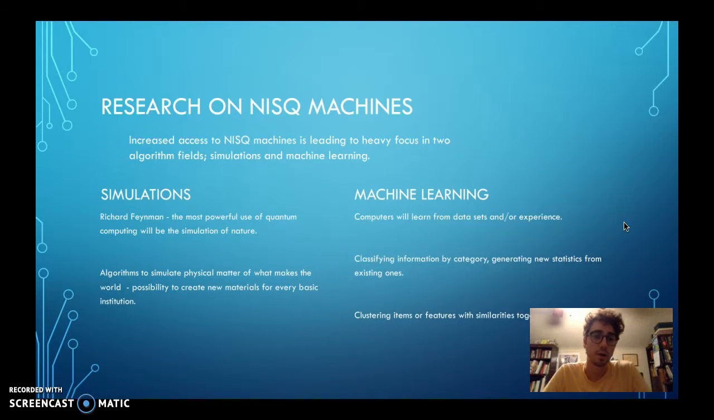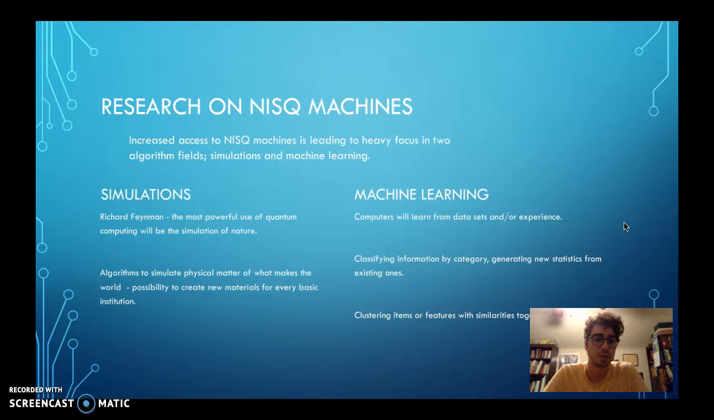Recently, there has been an increase in NISQ machine use and access worldwide. So this, of course, means that there has been an increase in the research being done on these NISQ machines and how to better them and create more worthwhile programs. There are two heavily focused areas of these algorithm fields that are worthwhile in research. They are simulations and machine learning.